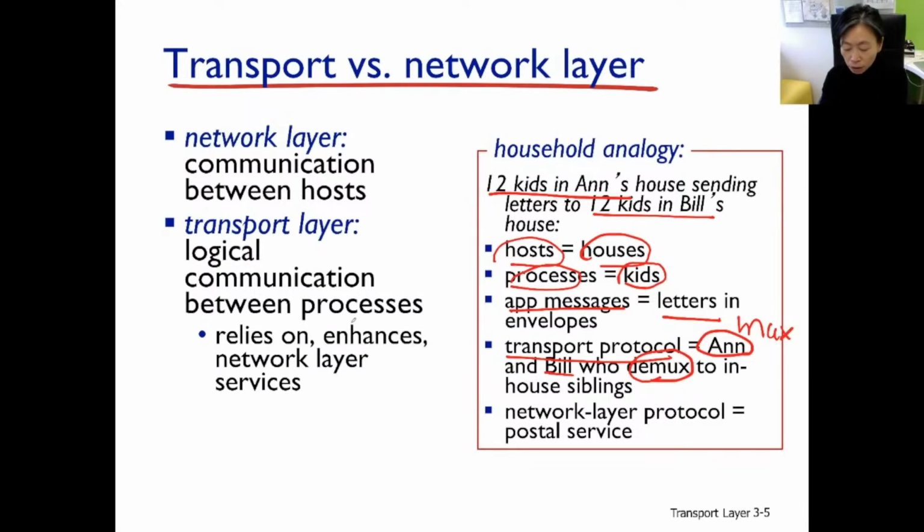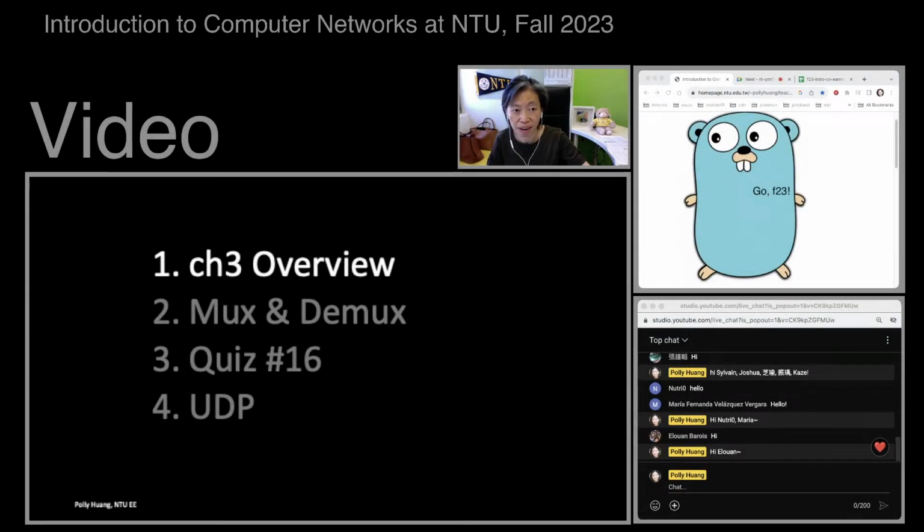Now, the mailman, taking all these envelopes from Anne's box and going all the way to Bill's mailbox, is the network layer protocol. All right, so the mailman is the real person there needing to find a way and driving all the way to send all these messages.